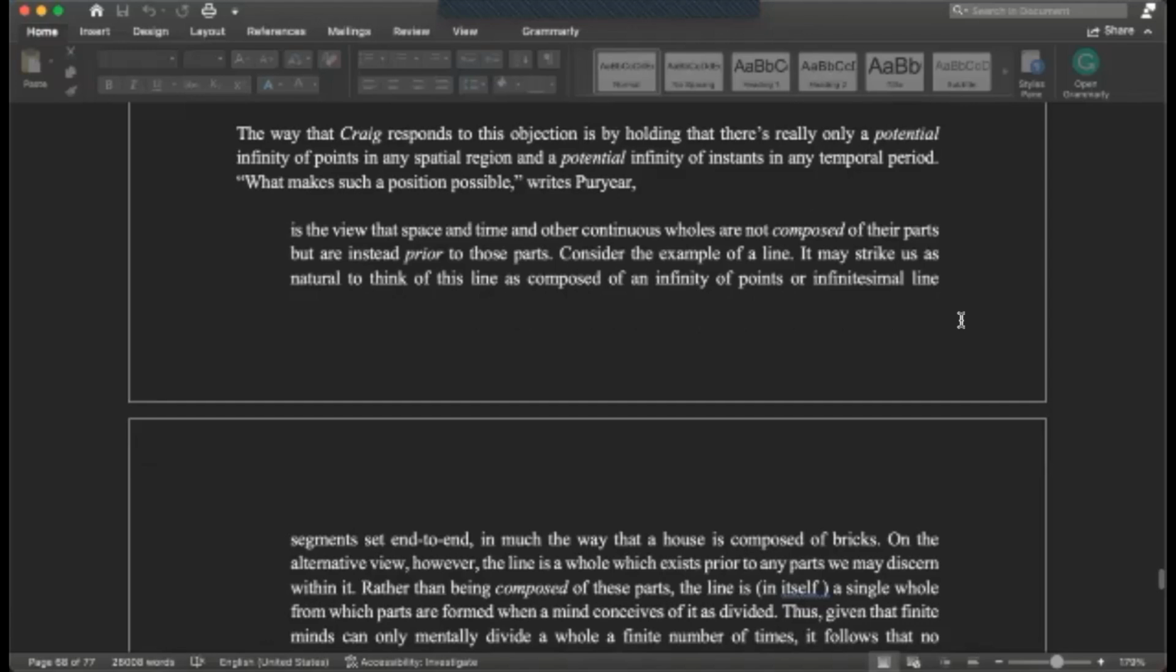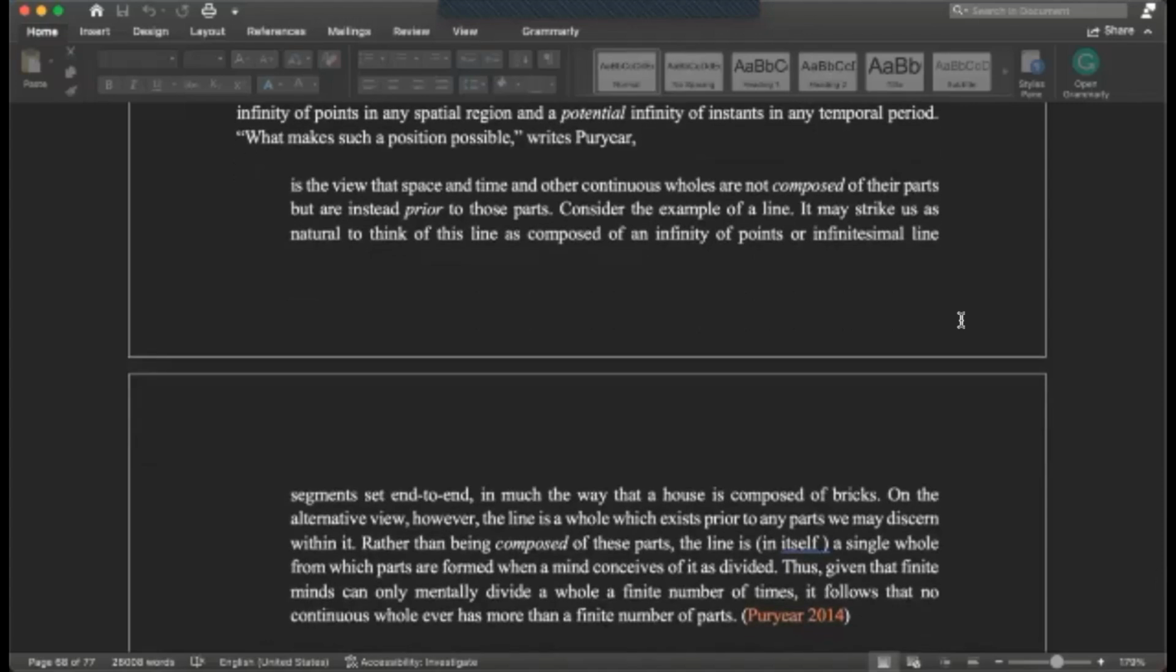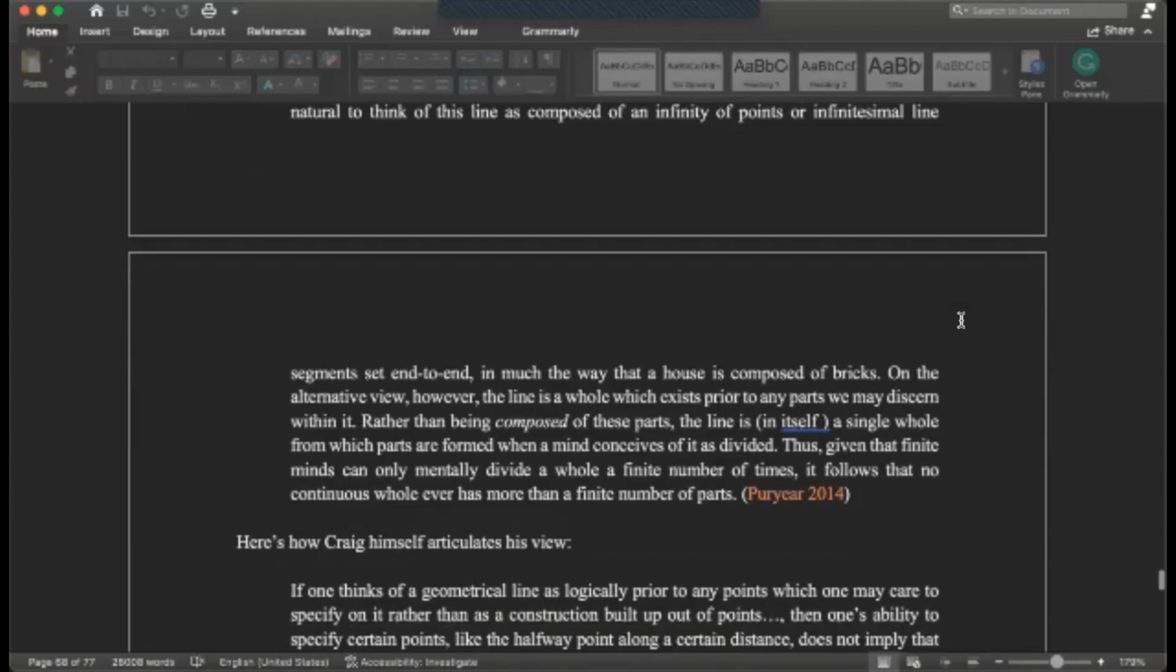On the alternative view, however, the line is a whole which exists prior to any parts we may discern within it. Rather than being composed of these parts, the line is, in itself, a single whole from which parts are formed when a mind conceives of it as divided. Thus, given that finite minds can only mentally divide a whole a finite number of times, it follows that no continuous whole ever has more than a finite number of parts.